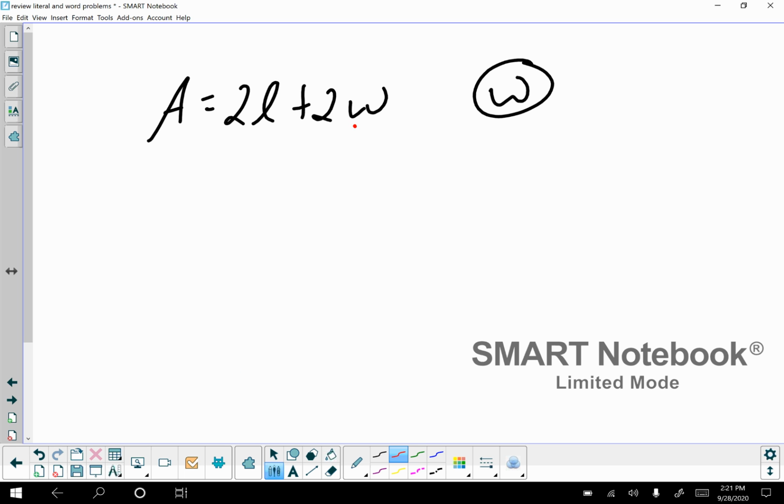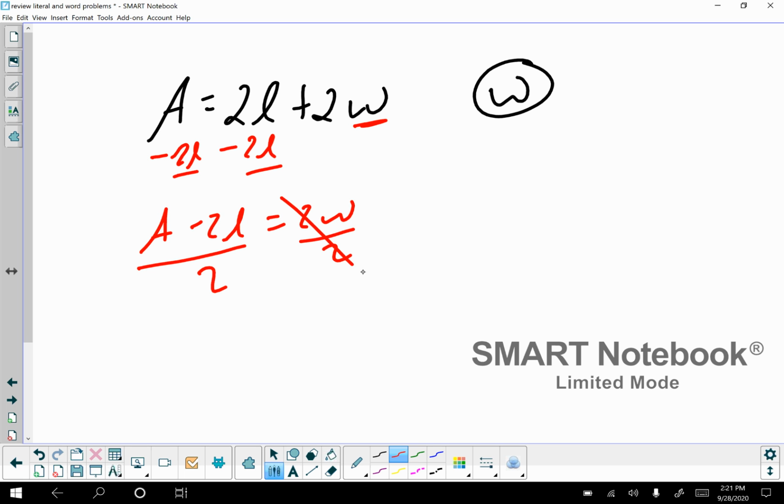What about this next one? I'm going to want to get w by itself. So I'm going to subtract 2l from both sides. So I get A minus 2l is equal to 2w. Divide each side by 2. Those cancel. So w is equal to, and you can leave this whole thing as a big fraction just like this. Just make sure A minus 2l are all part of the numerator.